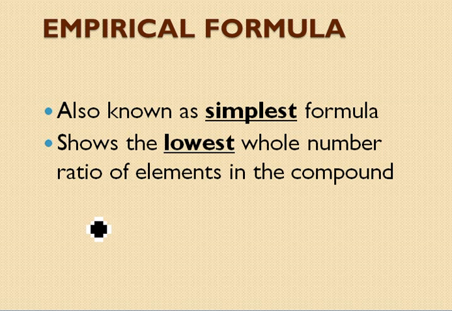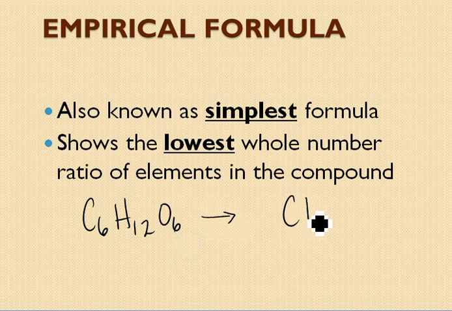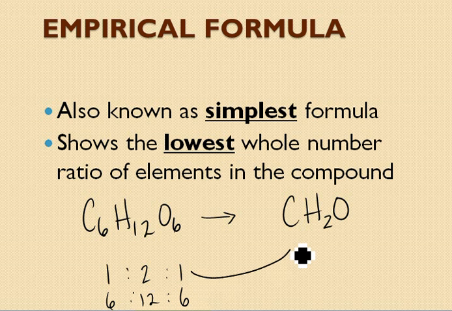So for example, if we have something like C6H12O6, the empirical formula would be the simplest terms. So that would be reduced down to CH2O, because you're looking at the ratios. Right here it's a 1 to 2 to 1 because it comes from 6, 12, 6. Now of course we don't put in the ones, so this would be considered the empirical formula for sugar.